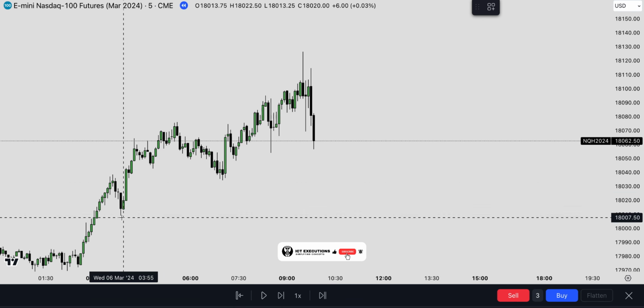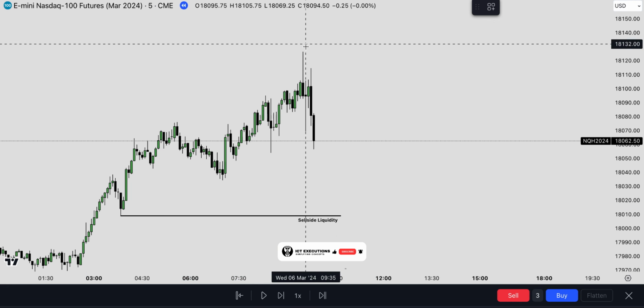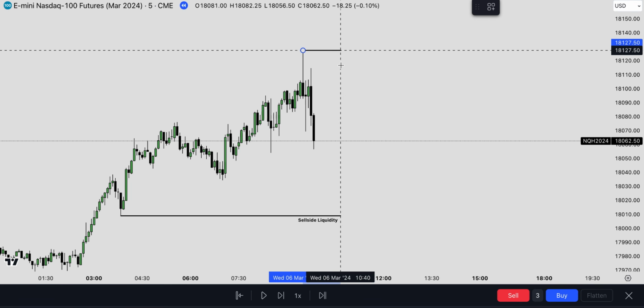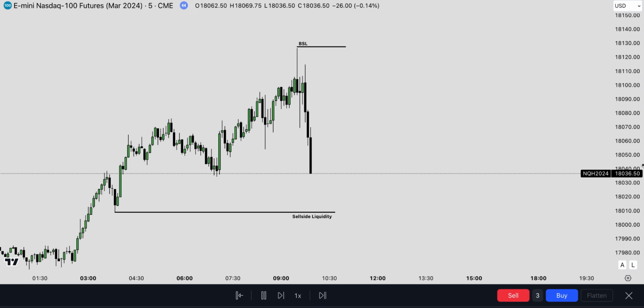So in this instance here, I'll be marking out the sell side here, and my buy side liquidity level would be this high here. Okay, so now that you've marked out both of your buy side and sell side levels, you want to wait for price to sweep either one of them. So let's see how this plays out.